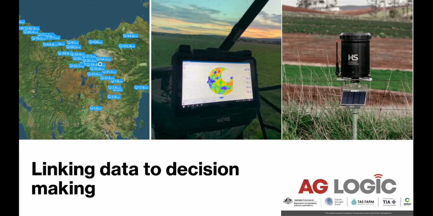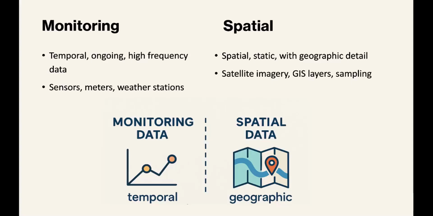In this video, we'll be linking data to decision making. Farm data falls into two main categories, monitoring data and spatial data. Monitoring data is temporal, so it tracks conditions over time. Using sensors or meters at specific locations, it shows how things change, like soil moisture or climate, and it helps you see the impact of your decisions. But it's ultimately limited to where you place the sensor.